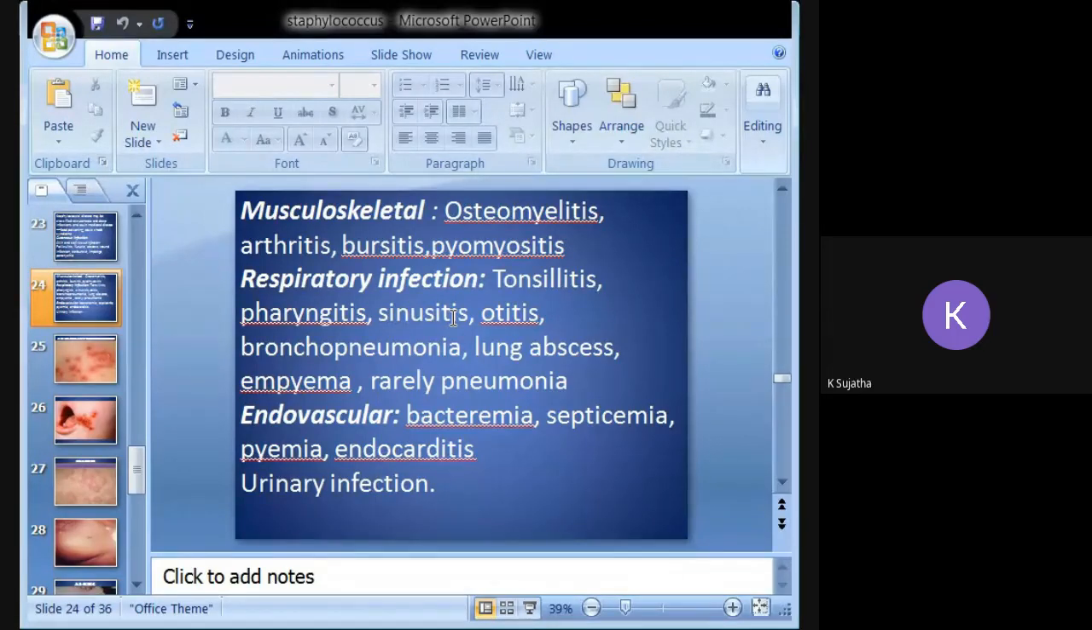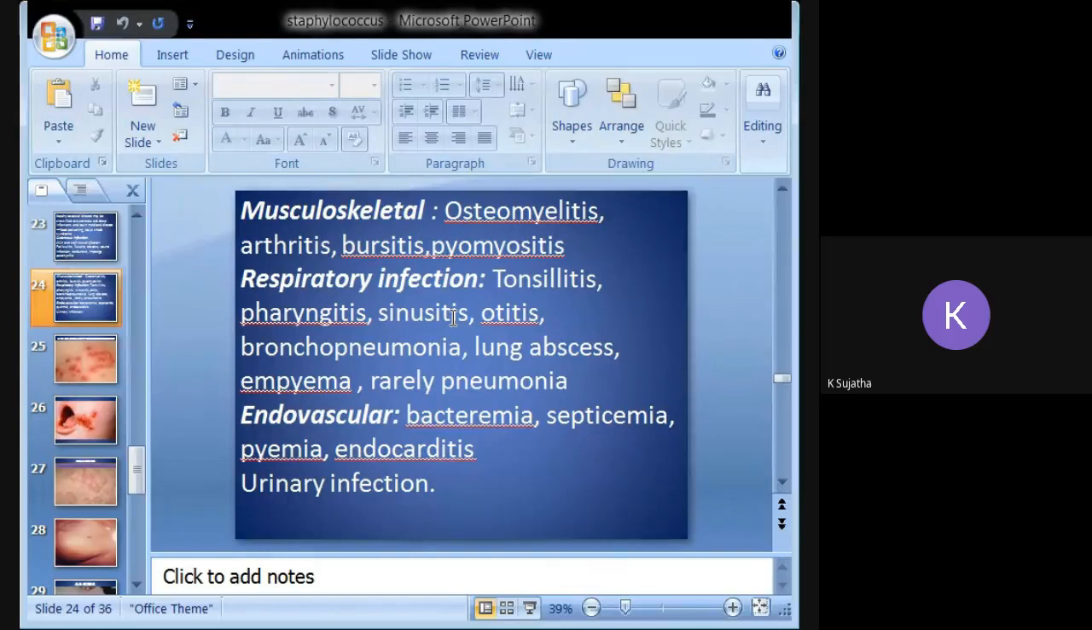Next, feces also. So these are all specimens: pus, sputum, blood, urine, CSF, feces, and food or vomiting. These are all specimens of bacteria. Which type of bacteria? Staphylococcus aureus.